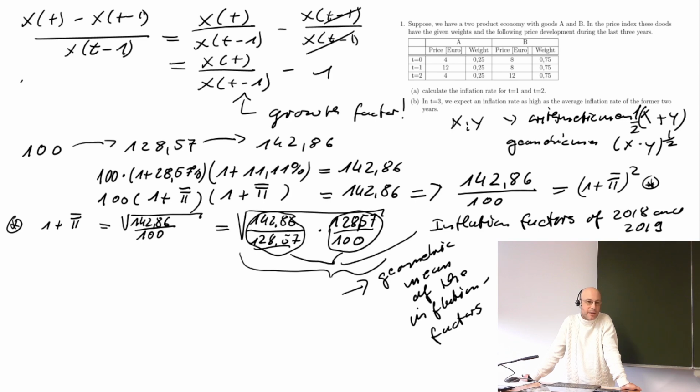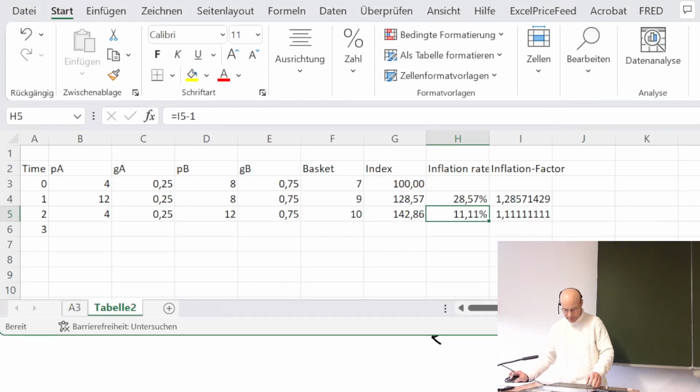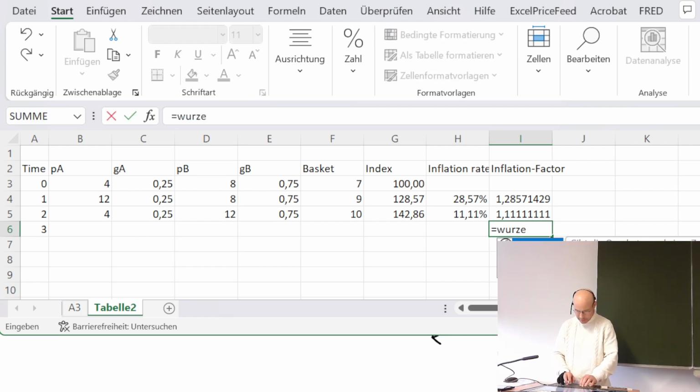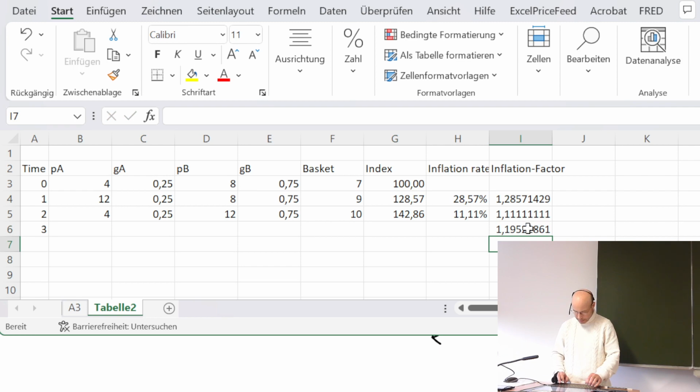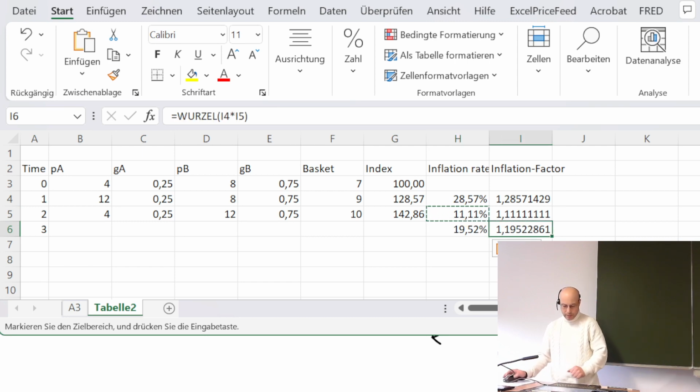And what is the importance, especially in economics, of knowing what a geometric mean is? Because in economics, we quite often deal with growth rates. And if you want to average growth rates, then you have to use the geometric mean. So you can then calculate the average growth rate. This would be just the square root of this times this, and the average inflation rate is then nothing else than the average inflation factor minus 1.